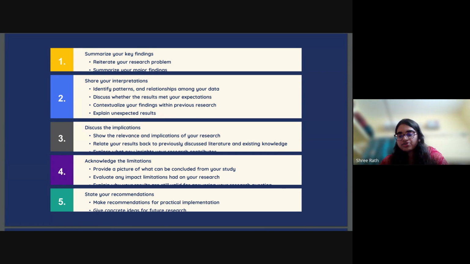If it's a new finding, then give any recommendations for future research, and again, give concrete ideas, not a generic sentence that future research should focus on this. Give the study design, give the kind of intervention they should be doing, so that when someone else is reading your paper and deciding that they want to conduct a new study, they have a clear idea on what exactly should be done.